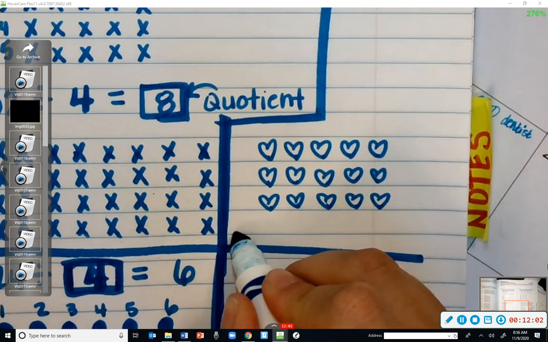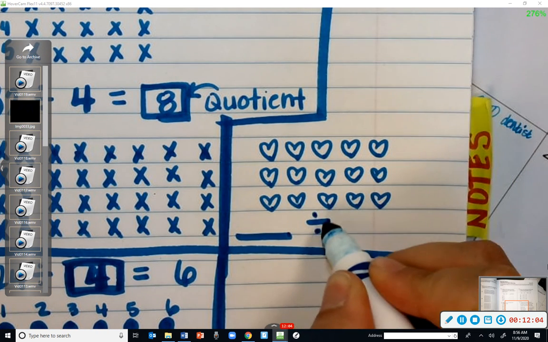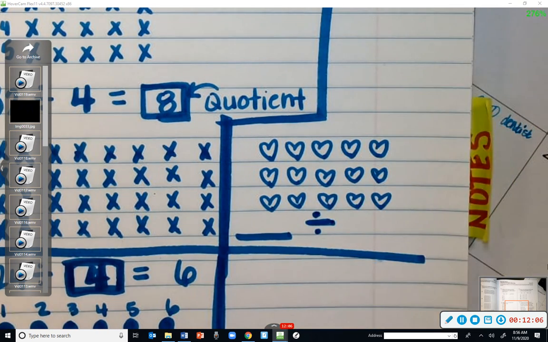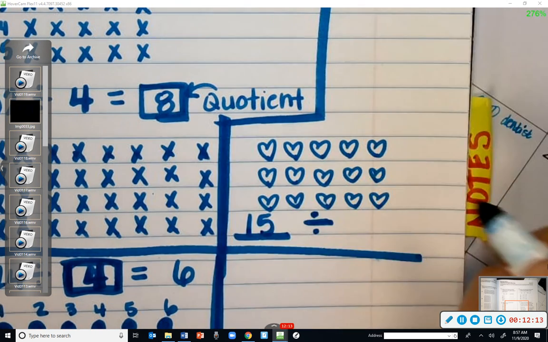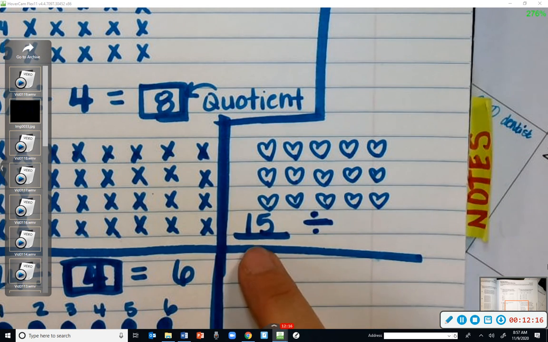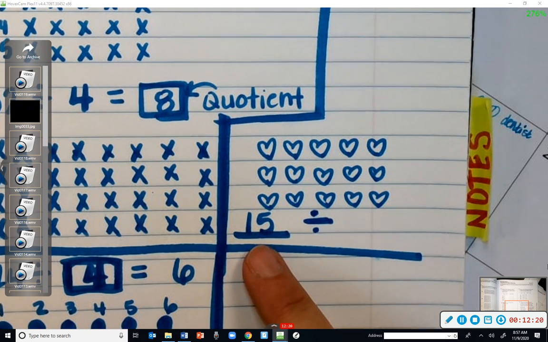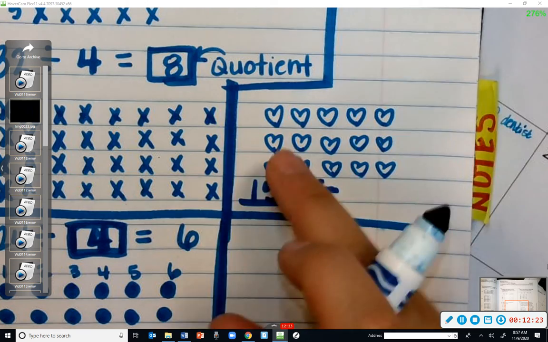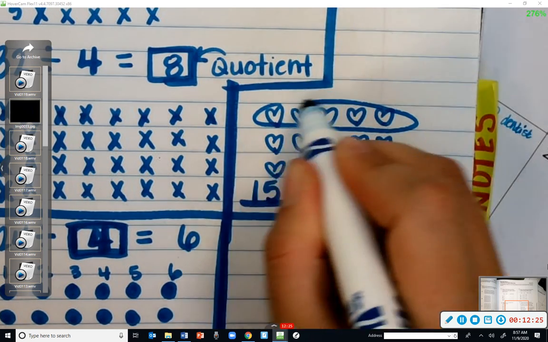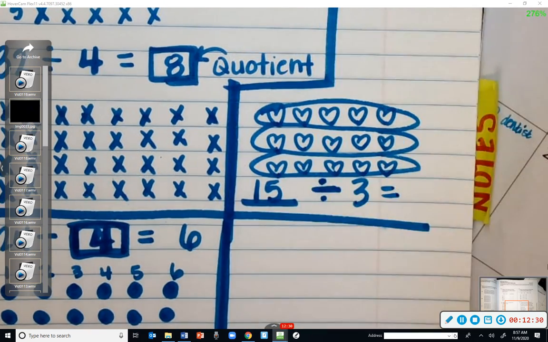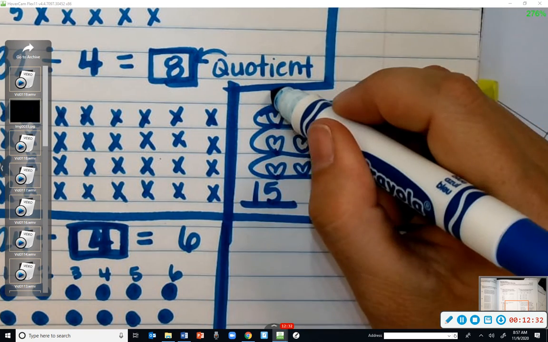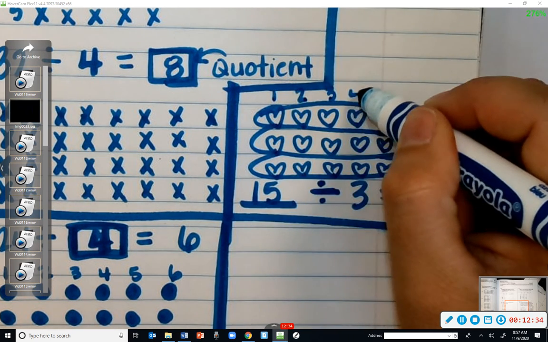So what did we get for our dividend, Kaylee? So we have 15 divided by 3 equals 5. Very good. So you had to count all of the hearts first to get your dividend. That's your total amount. So the dividend in front is always going to be the biggest number or the total amount. Okay? 15 divided by 3 because there's 3 rows. 1, 2, 3. And it equals 5 because there's 5 in each row.